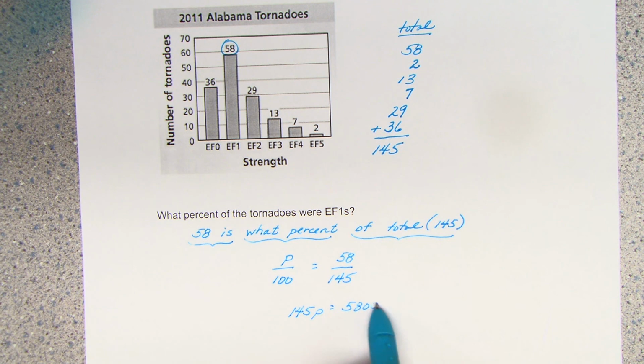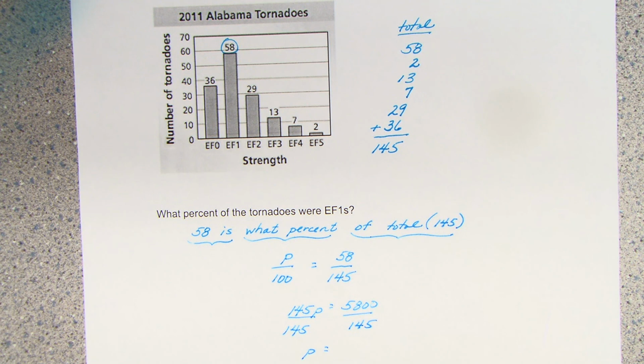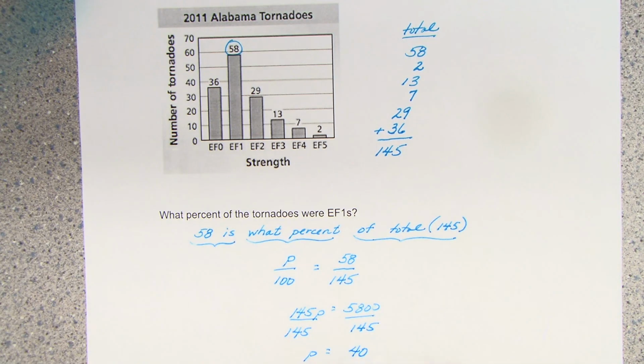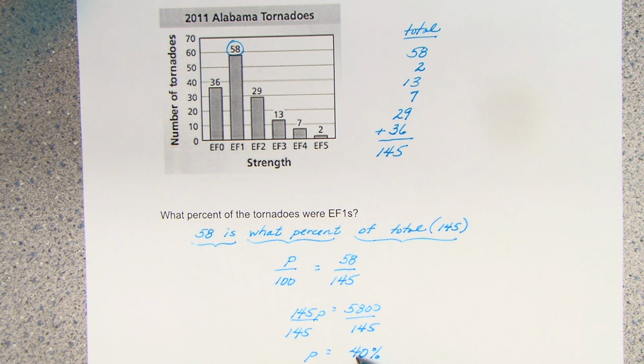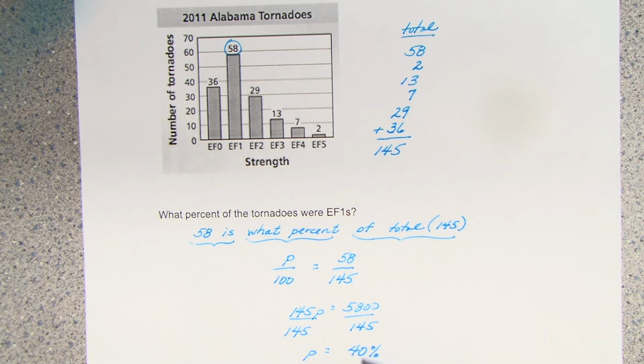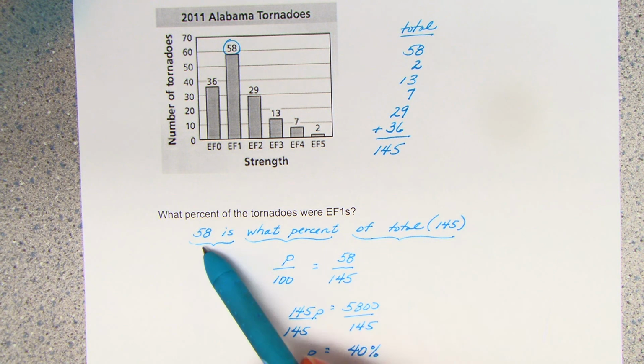5,800 divided by 145. And P is equal to 40. And then looking back at the problem, remember that you're looking for a percent. So 40%. Does that make sense? Let's see. 58, 40%, a little bit less than half. Yes, 58 would be less than half of 145.